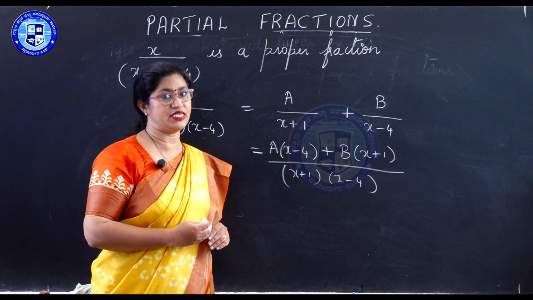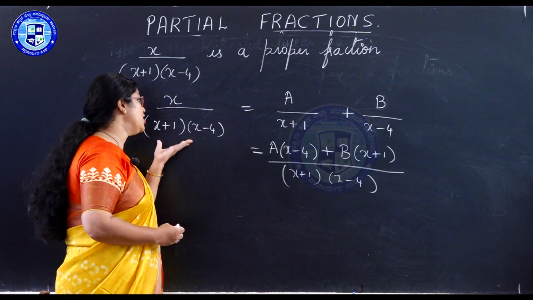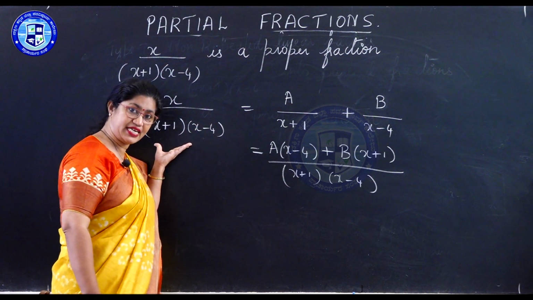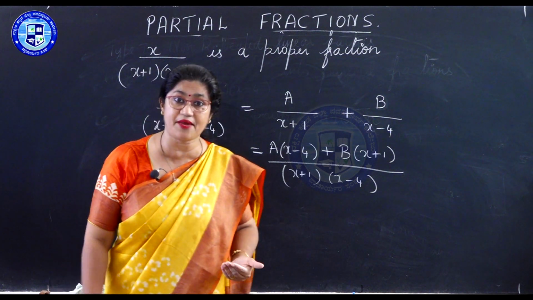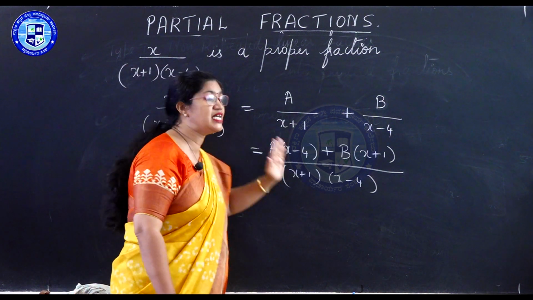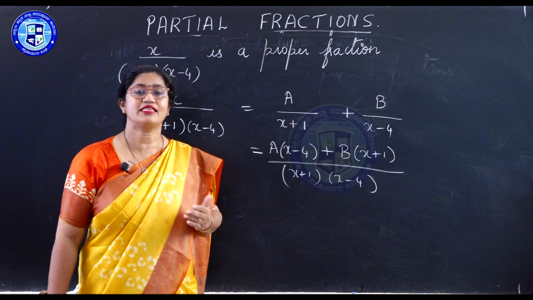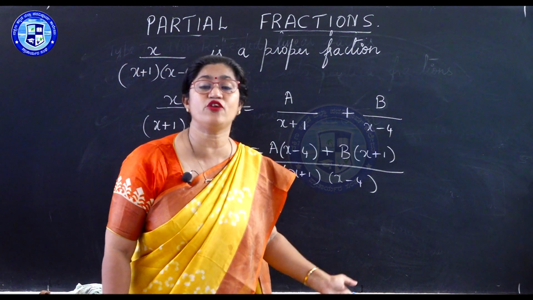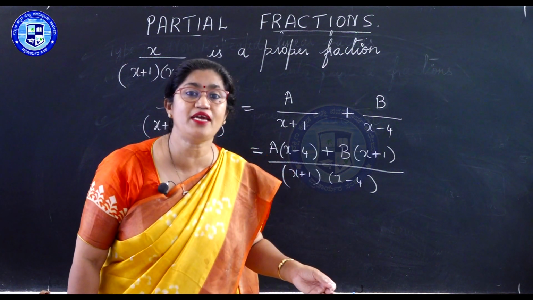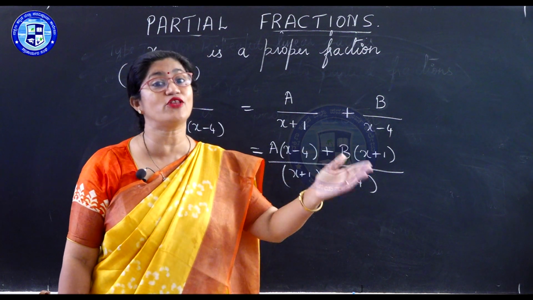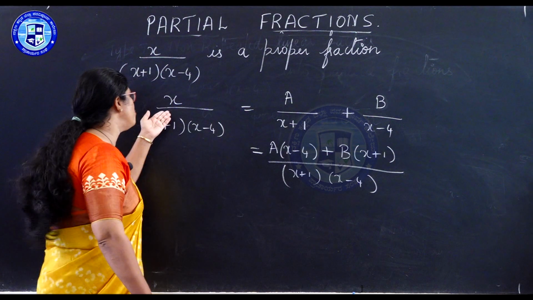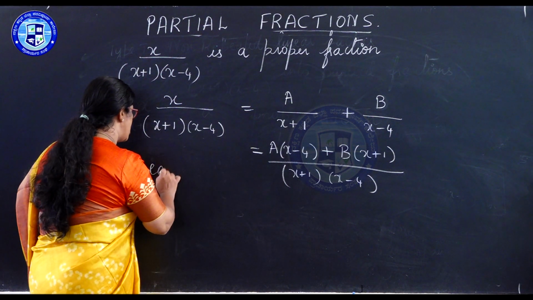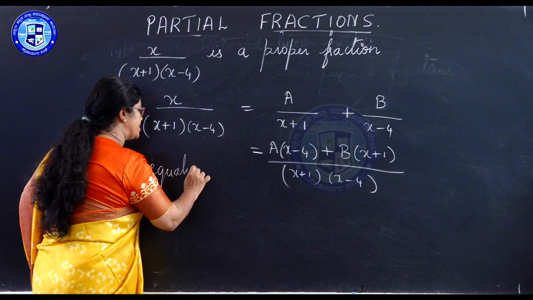Now what do you notice here? The denominator of the left hand side and the denominator on the right hand side are the same. Both these are equal to each other. That means numerator of the left hand side should be equal to numerator on the right hand side. So quickly write what is the numerator on the left hand side. So I'll just write here for you to understand.